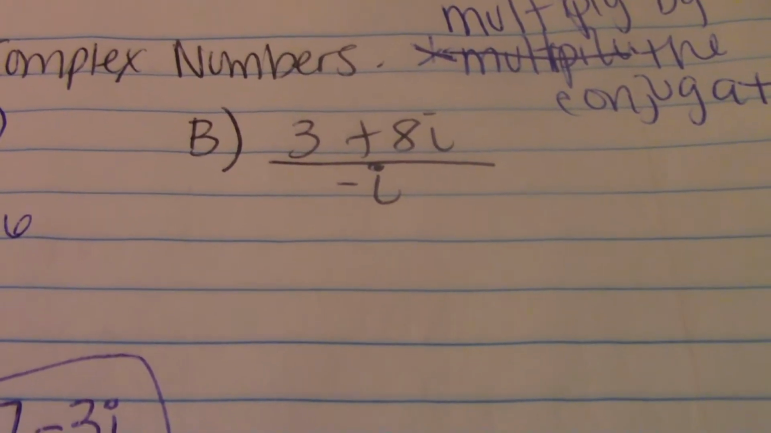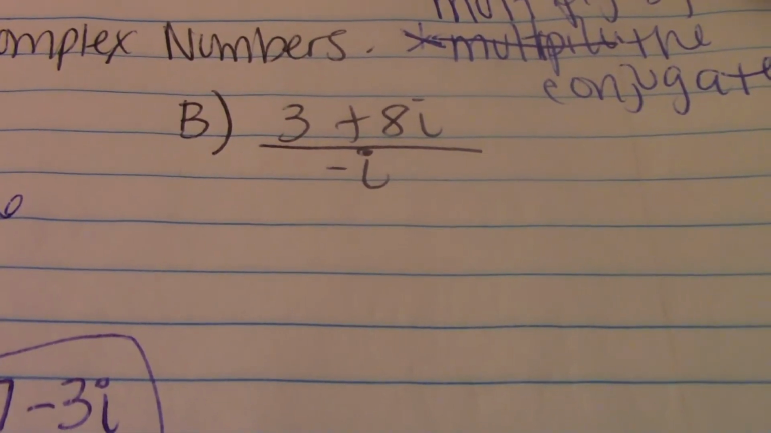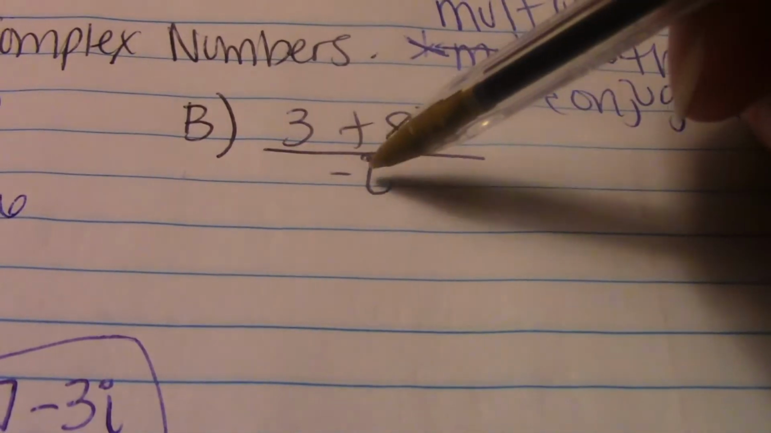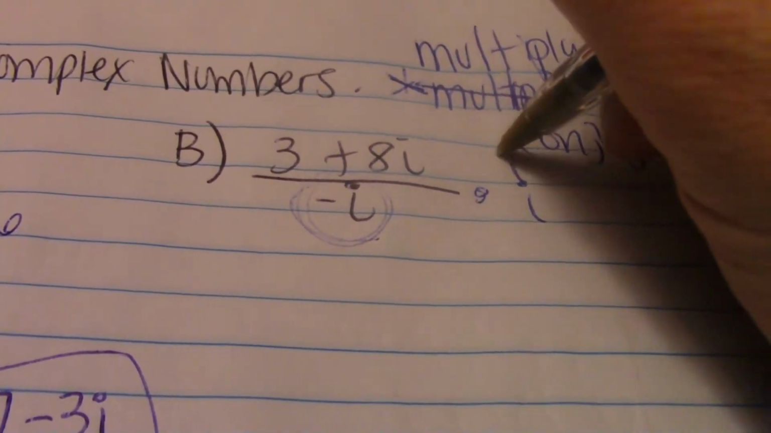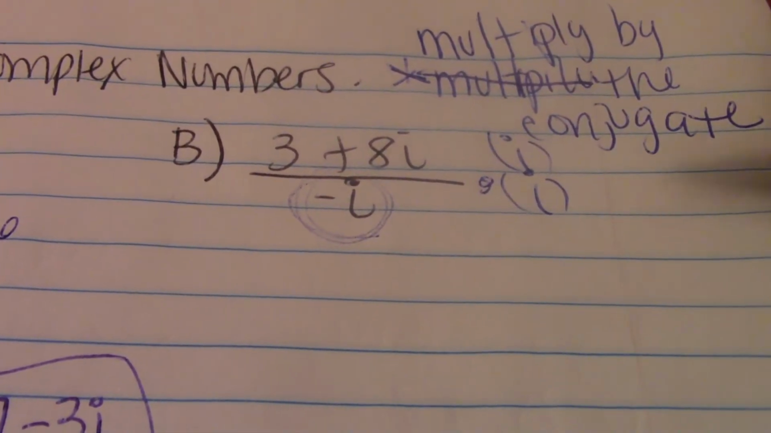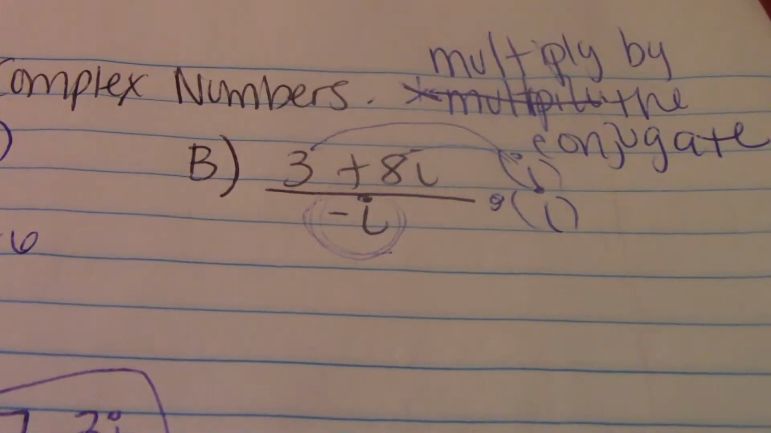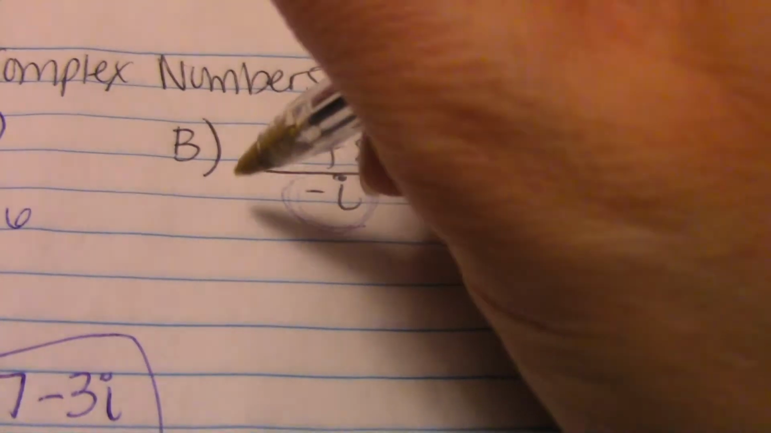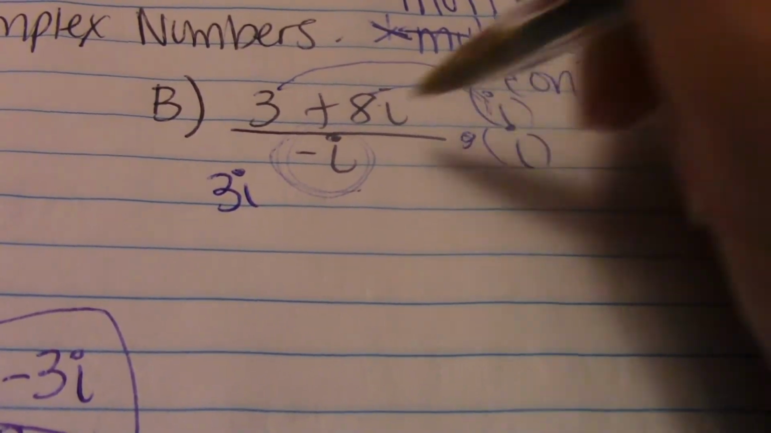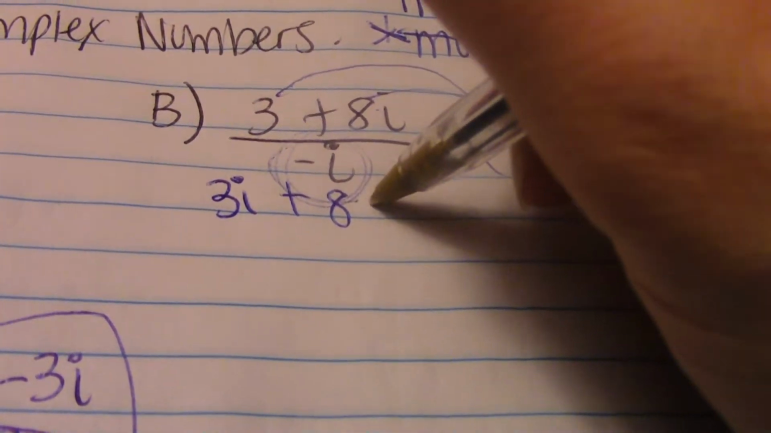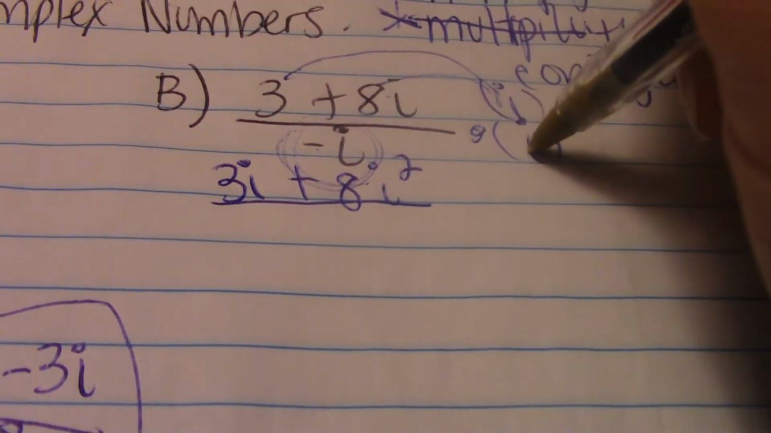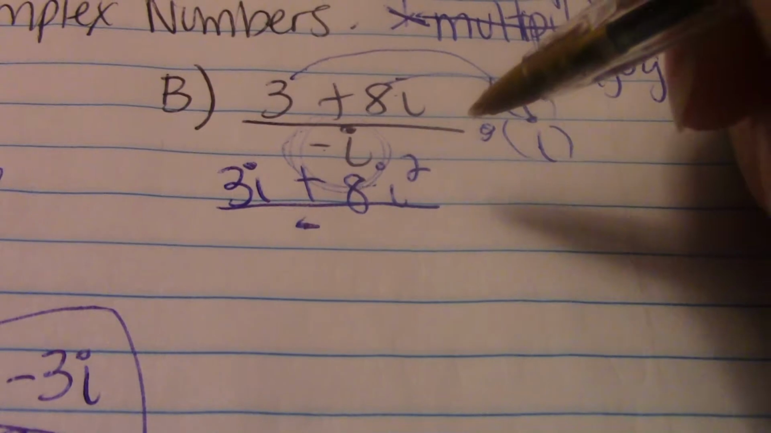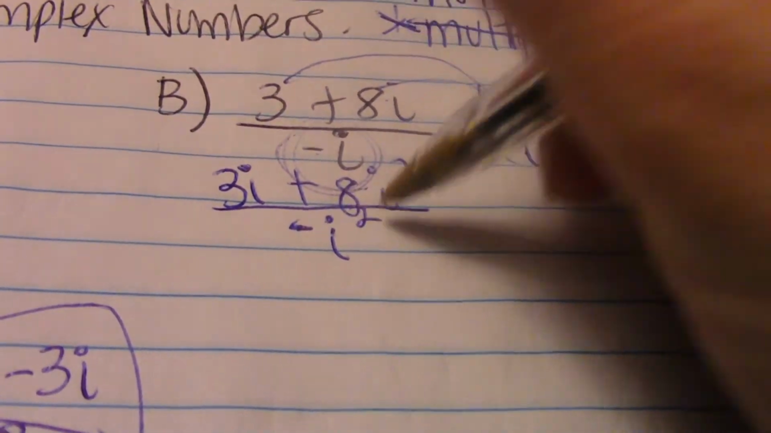Same thing with B. Multiply by the conjugate of the bottom. So the conjugate of the bottom, negative i, is now a positive i. So multiply top and bottom by i. So 3 times i is 3i. 8 times the 1 that's right there is 8. And there's 2i, so i squared. On the bottom, a negative and a positive make a negative. But there's 2i, so i squared.